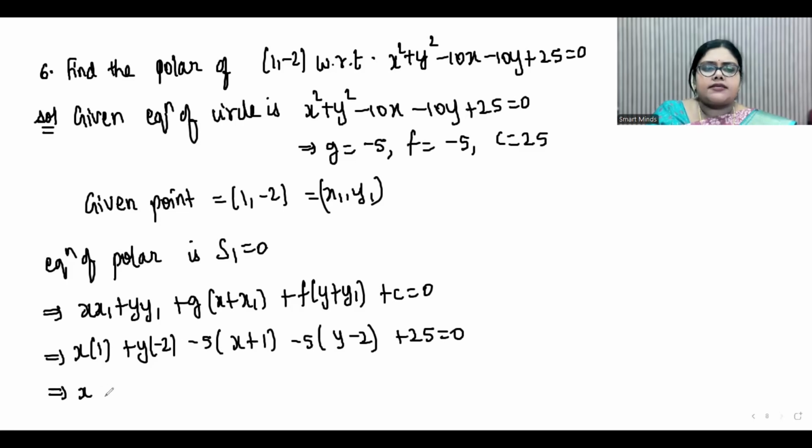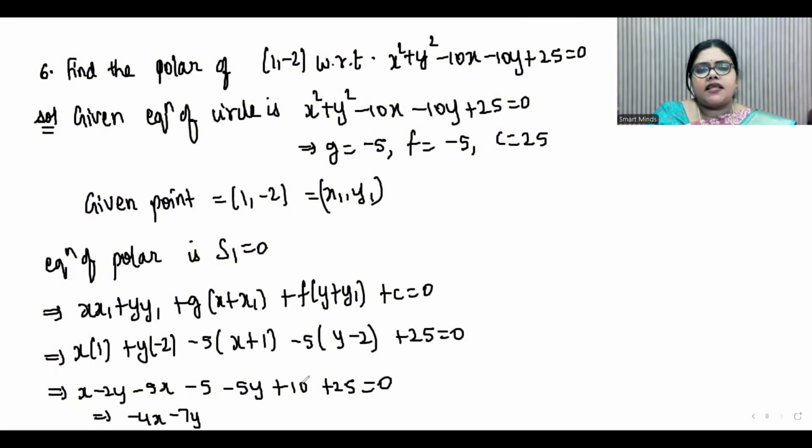So this is x - 2y - 5x - 5 - 5y + 10 + 25 = 0. Now x - 5x is -4x, -2y - 5y is -7y, 25 + 10 is 35, 35 - 5 is 30. Always make sure the x term should be positive. So we take minus common: 4x + 7y - 30 = 0. This is the final answer.